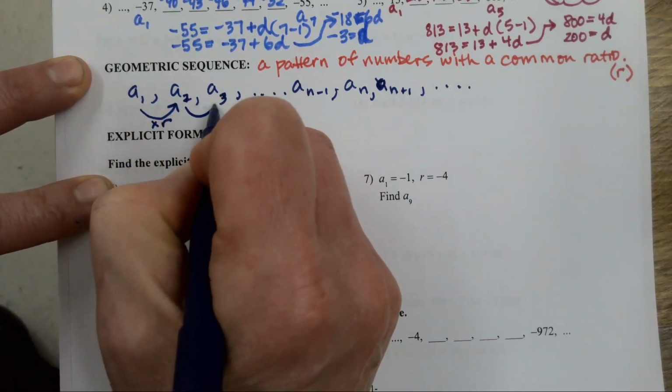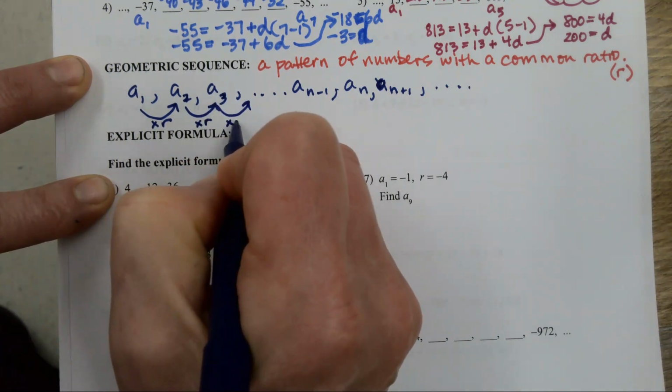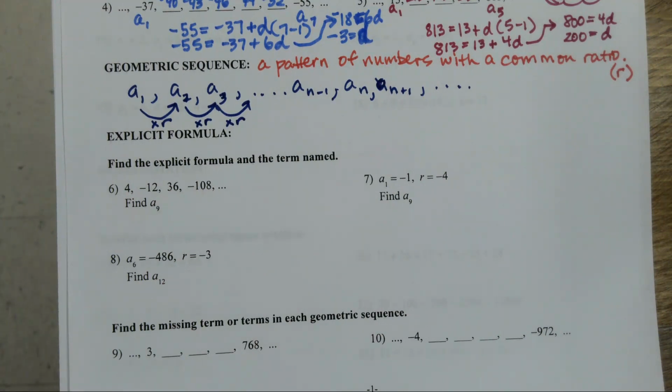I don't like using that times symbol, but times r, it seems so archaic, it seems so like back into second grade or whatever, but I just want to point out that it's multiplication. A geometric sequence is not division. If it gets smaller, you're multiplying by a fraction or a decimal. You are never dividing when you're doing this, okay?